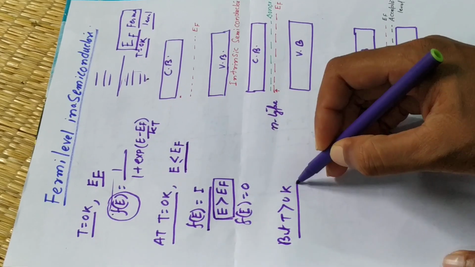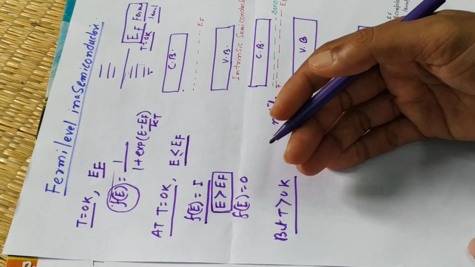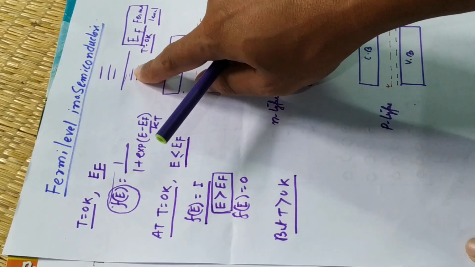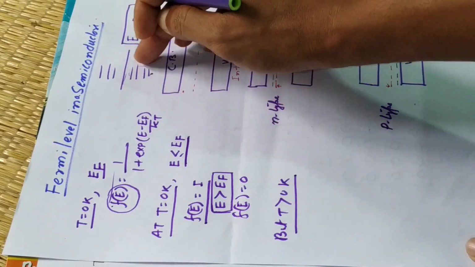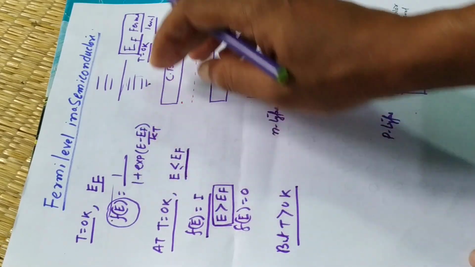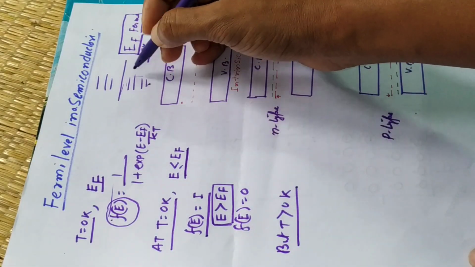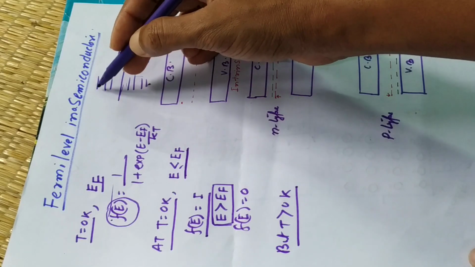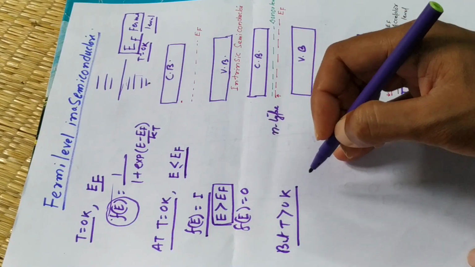But for T greater than 0 Kelvin, we can't say that the Fermi level is the topmost filled energy level, because at T greater than 0 Kelvin, a number of electrons may be excited from filled energy states to higher states. So a number of energy states below the Fermi level would be unoccupied, and a number of states above the Fermi level would be occupied. So we cannot define the Fermi energy level at T greater than 0 Kelvin as the topmost occupied energy level.